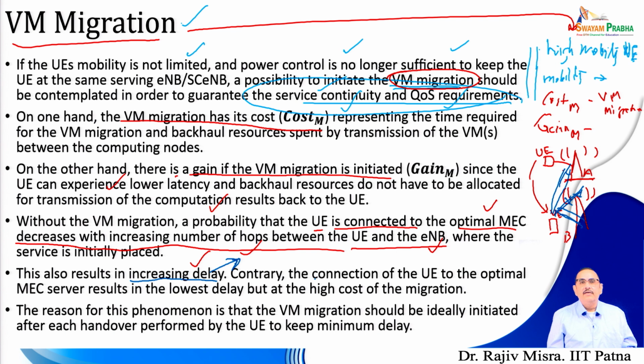So, contrary, the connection of UEs to the optimal MEC results in the lowest delay, but at the high cost of migration. So, if the migration happens, then cost will be more, but the delay will be reduced to a lower level. The reason for this phenomenon is that VM migration should be ideally initiated after each handover performed by the user equipment to keep the minimum delay.